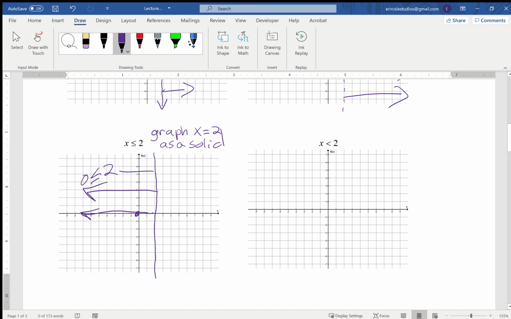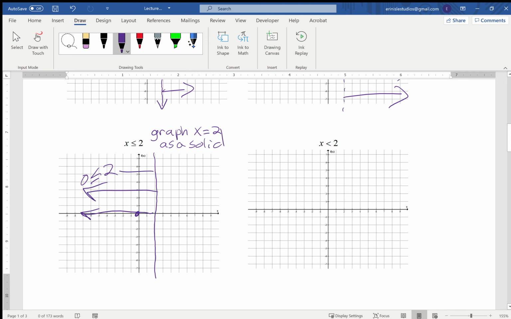Okay, now here we're going to graph x equals 2, but as a dashed or dotted line, because of the lack of an equal to in the inequality. So x is less than 2, we test 0, 0 is less than 2, that is a true statement. So we shade the side that includes the origin.